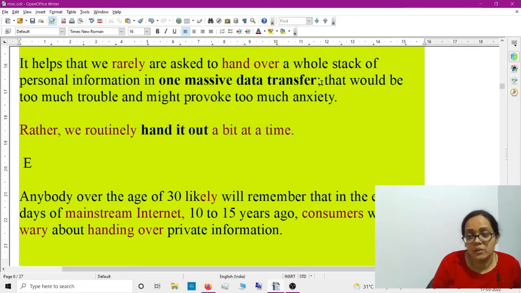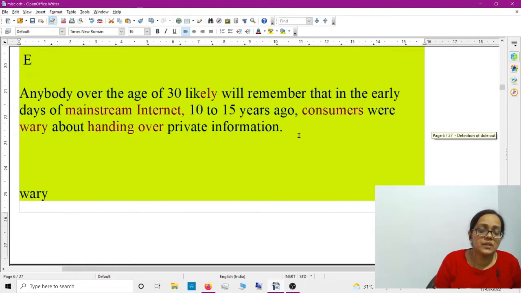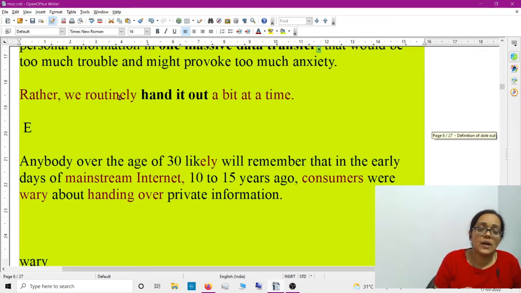See, here before that they used a semicolon. This sentence, such a long sentence, they split it and used a semicolon with a small letter. Pay attention to the punctuation, then you will get a little idea how to use words. Routinely means on a daily basis, day by day.